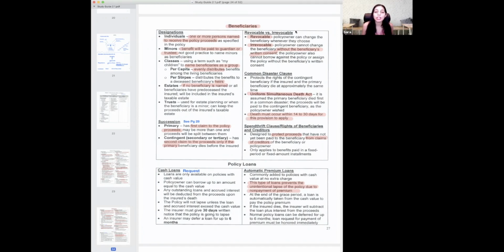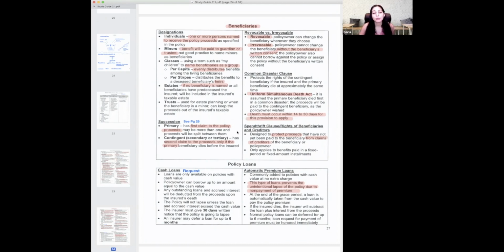Irrevocable, on the other hand, an irrevocable beneficiary, means the only way you could take an irrevocable beneficiary out of your policy is if they give you written consent to do so. So let's say I have my mom as my beneficiary and she's an irrevocable beneficiary. What does that mean? If I want to take her out of my policy, she has to give me written consent saying, yes, Sarah, it's okay for you to take me off your policy. If she doesn't give me that, she will stay there as my beneficiary.